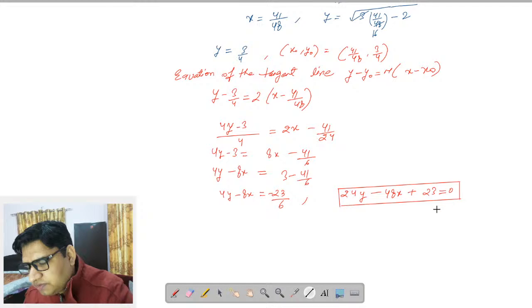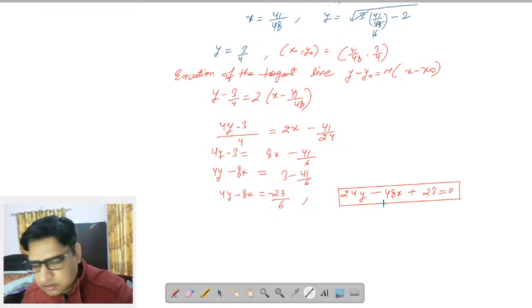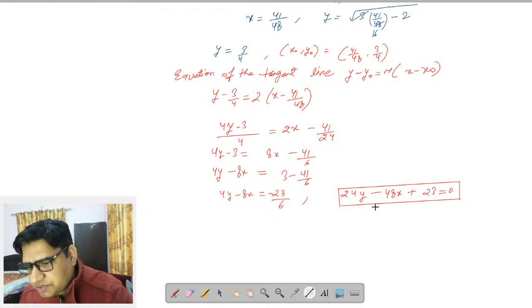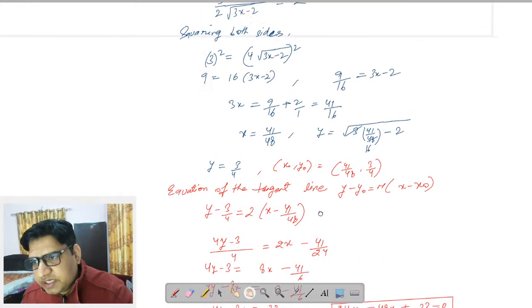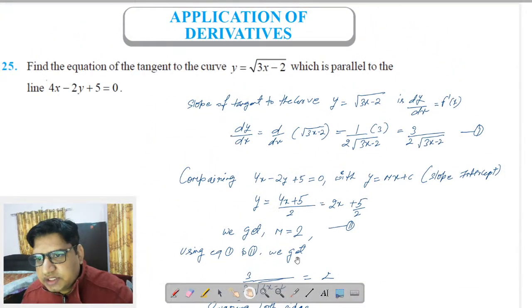Because we cannot take common from all the terms. Okay, minus 48x plus 24y is equal to 23. Okay, that is correct. So that is the required equation. And guys, if you have any difficulty in solving this type of question, please let me know, we can discuss whatever is not understood. I hope you have got the idea of it.